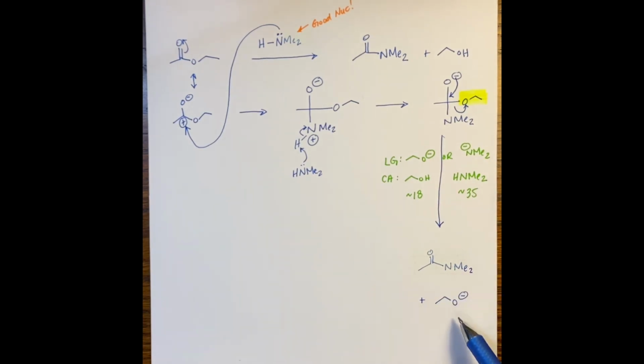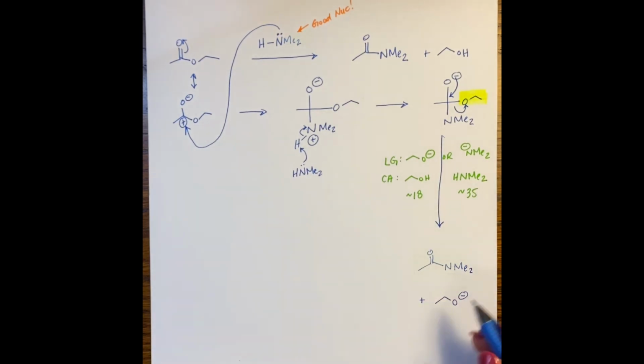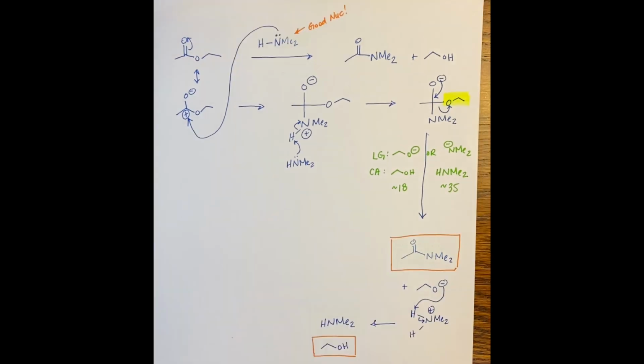Now this ethoxide ion that I lost is going to pick up a proton from the species that I formed up here, which is going to be a nitrogen that has two protons bonded to it, so an ammonium ion. Under the conditions of the reaction, this base is going to grab a proton from this acid, and that process gives me the neutral amine and a molecule of ethanol.